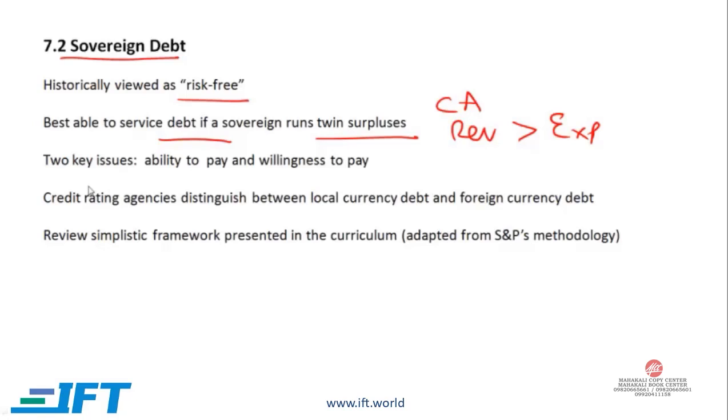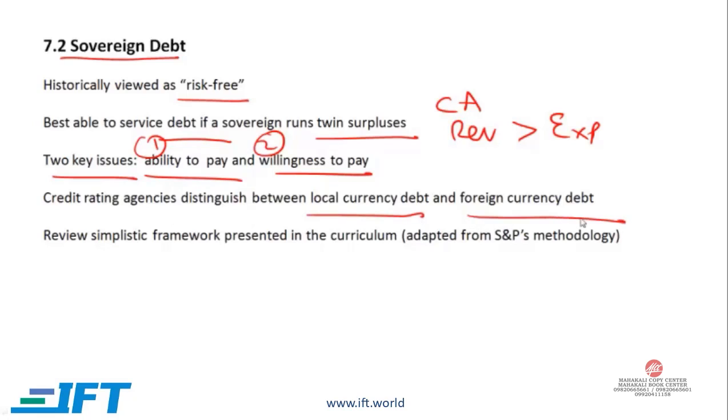When we are evaluating sovereign debt, there are two key issues to look at. One is the ability to pay, and the other is the willingness to pay. Credit rating agencies distinguish between local currency debt and foreign currency debt. Now, while the ability to pay is related, clearly all else equal, the rating for local currency debt will be better than the rating for foreign currency debt.